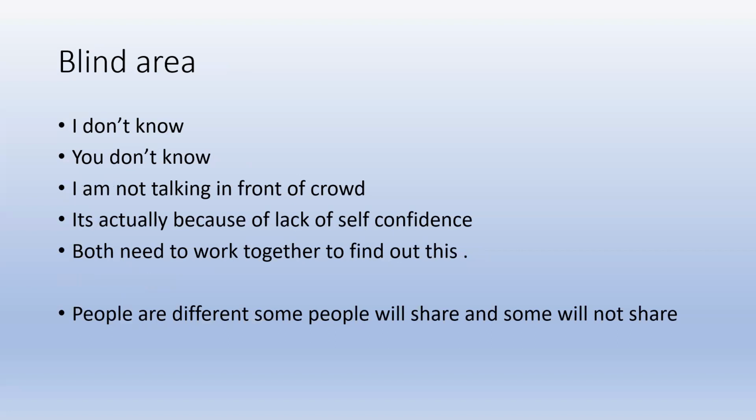Then the blind area. The blind area is the blind and darkest part of our mind, according to Joseph and Harry. Here, I don't know, you don't know. For example, I'm not talking in front of the crowd actually because of lack of self-confidence. Both need to work together to find this out. I don't know what my problem is, and the person who is talking to me also might not know what my problem is.